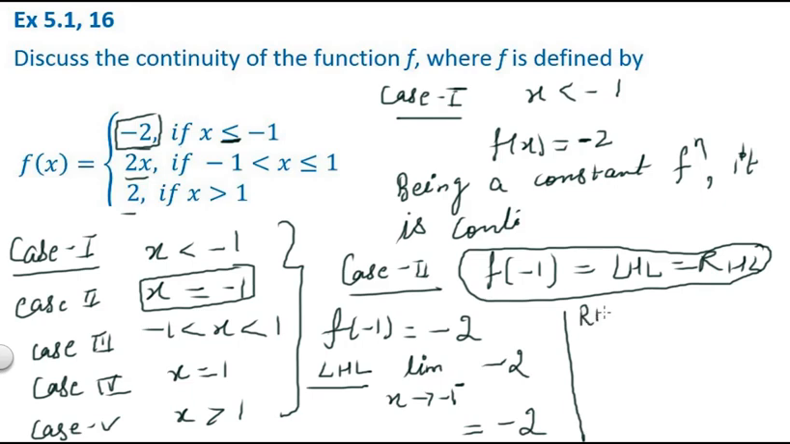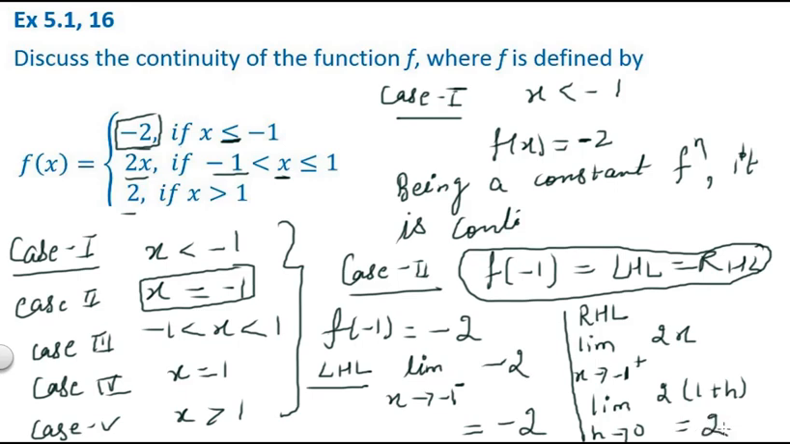When you solve your RHL for this case, you will write limit x tends to -1 plus, that means a value which is greater than -1 but in the neighborhood, a very close value to -1. So when x is greater than -1, the function is 2x. Changing it to limit h tending to 0, instead of x what we will write? -1 plus h. Putting the value of h equal to 0, the answer we will get is -2.